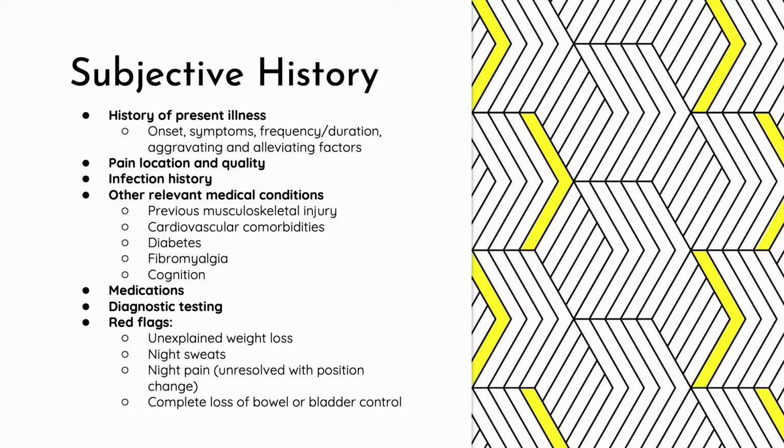It is important to assess the onset, symptoms, frequency, and duration of the patient's chief complaint during an initial subjective interview, whether the patient is experiencing symptoms of a prolapse or urinary incontinence. The location and quality of pain, infection history, and presence of other medical conditions may guide your exam and differentially diagnose a pelvic floor dysfunction from other causes.